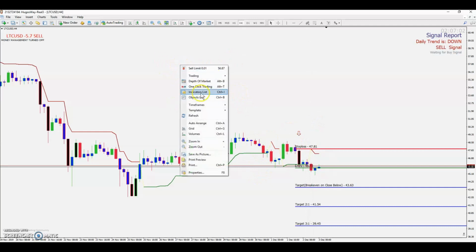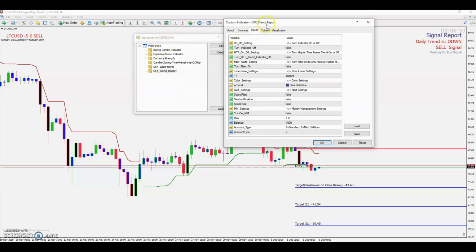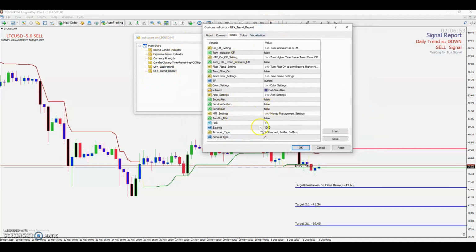If you right click on here and go to the indicators list, go to the UFX trend report, double click, and you're going to see at the bottom here, by default, it's turned off, where it says money management's turned off. We're just going to put that to true. And you can see we've got the risk here at 1% conservative.